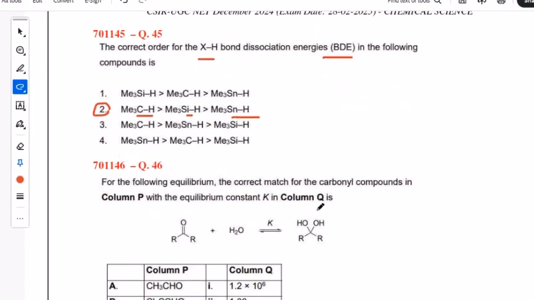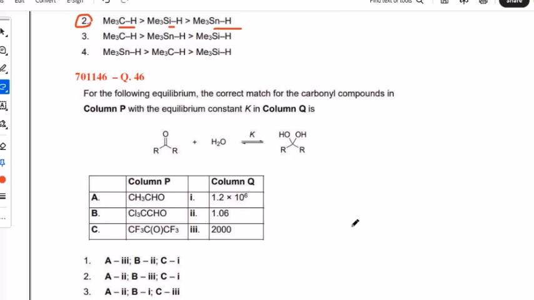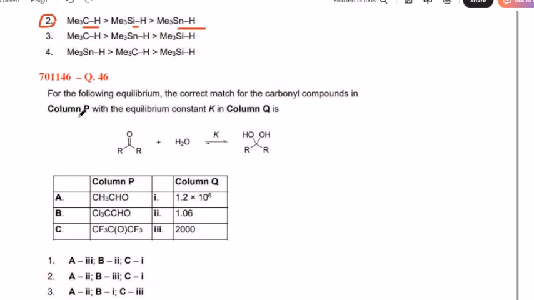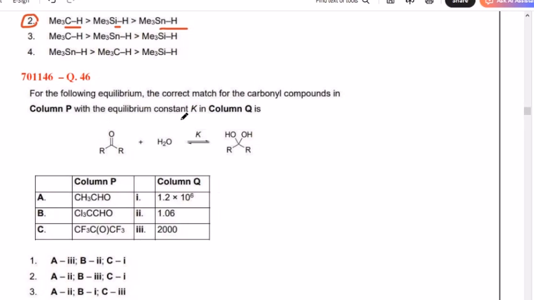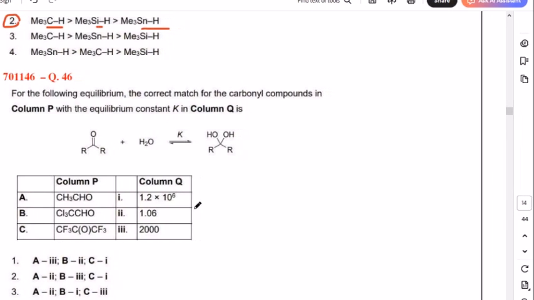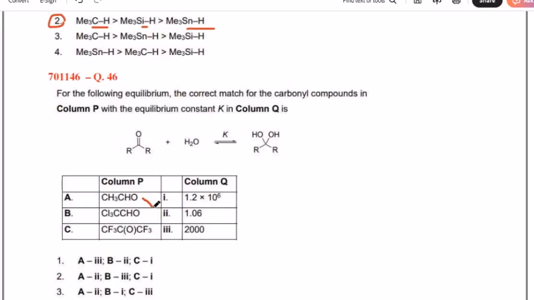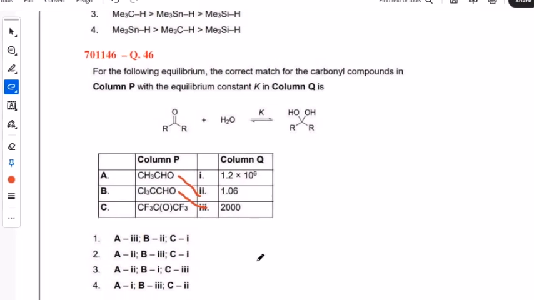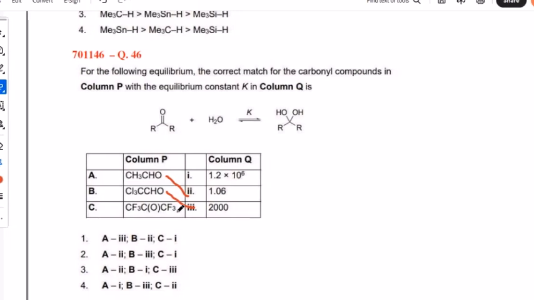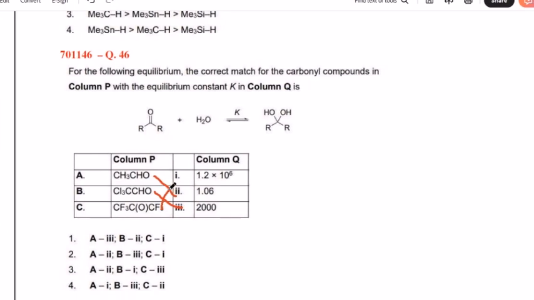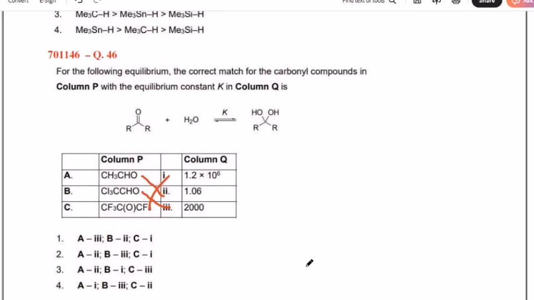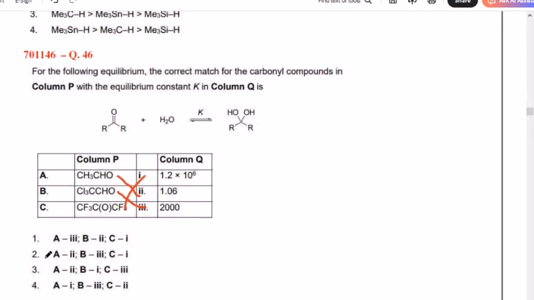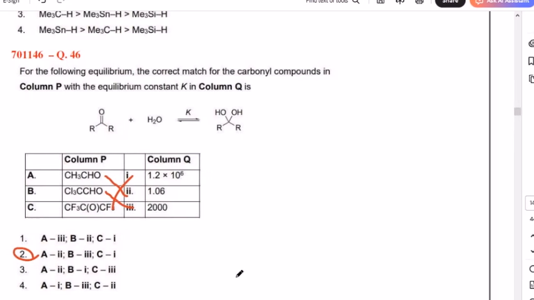Next, question number 46. For the following equilibrium, the correct match for the carbonyl compounds in column P with the equilibrium constant K in column Q is: acetaldehyde is 1.06, trichloroacetaldehyde is 2000, and trifluoro, yes, this is a ketone, it is going to be high, that is 1.2 into 10^6. So that is 2, 3, 1. Option number 2 is the correct option, friends.